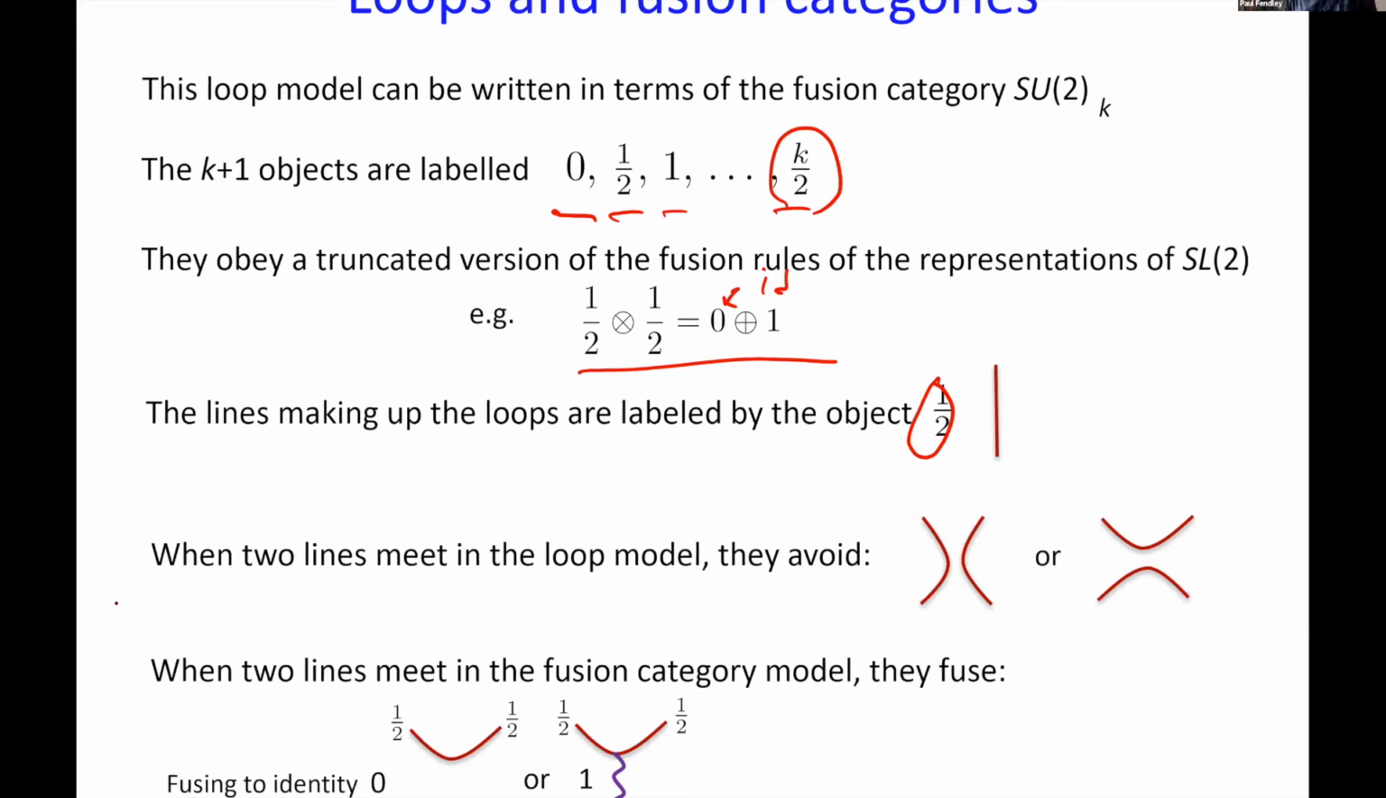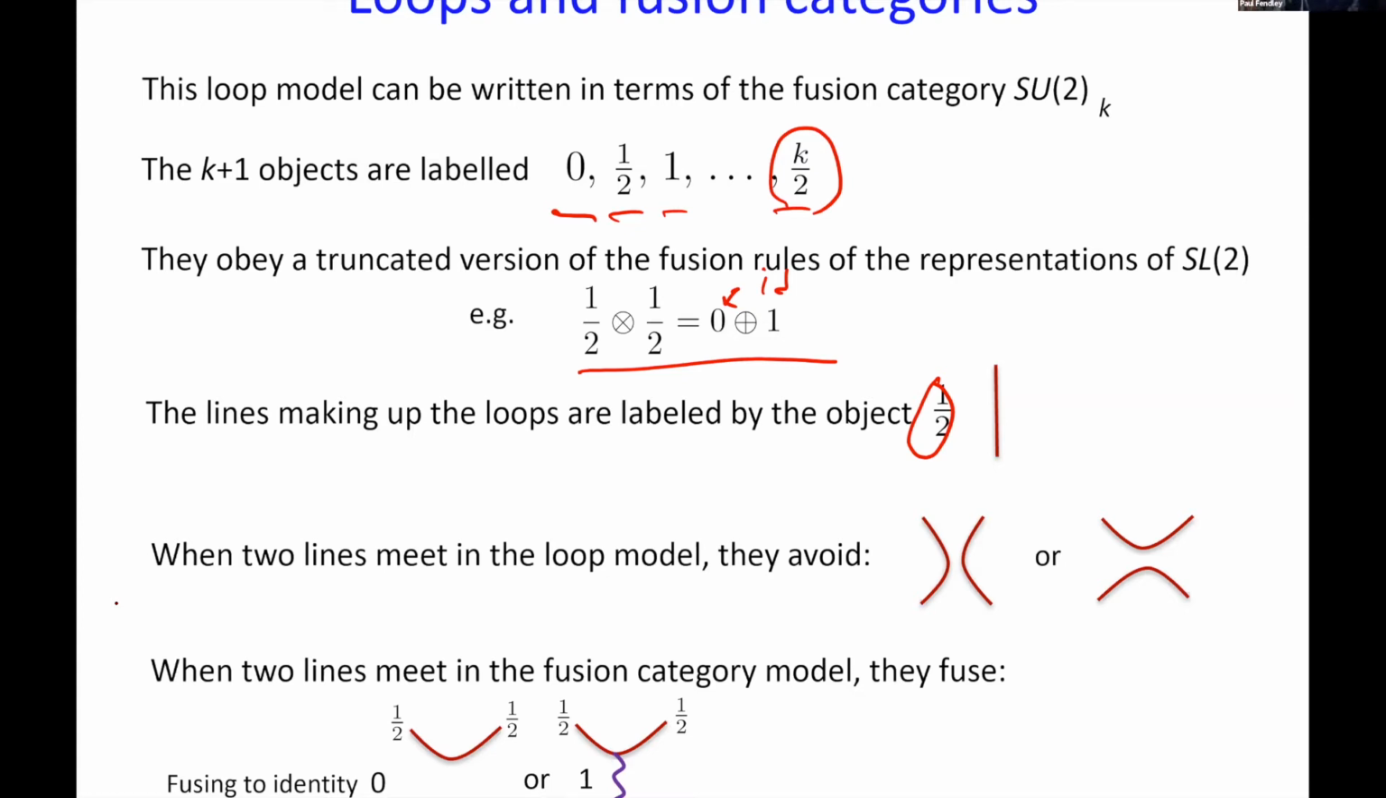In the category, when two lines meet, they fuse. Sorry, that got awfully low. Hopefully people can see that. They can fuse into two spin-1/2 lines, can fuse into the identity, which is the picture on the left down here, or they fuse into the spin 1, in physicist language, object. So that looks good. We've got 2 up there and we've got 2 there.